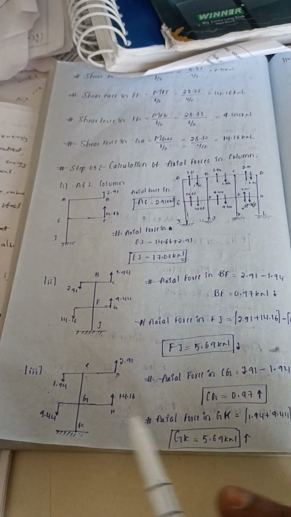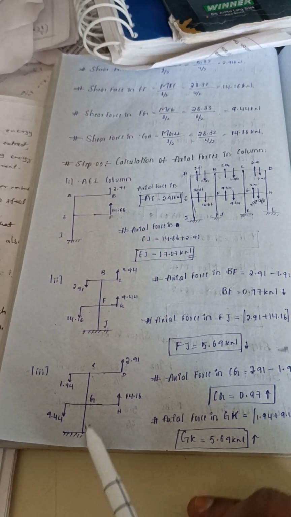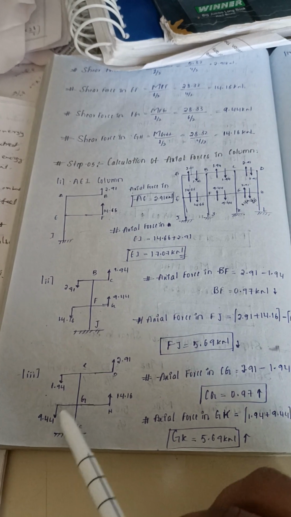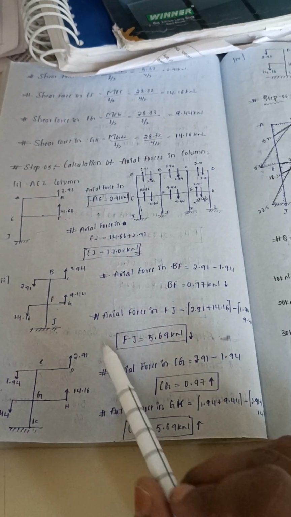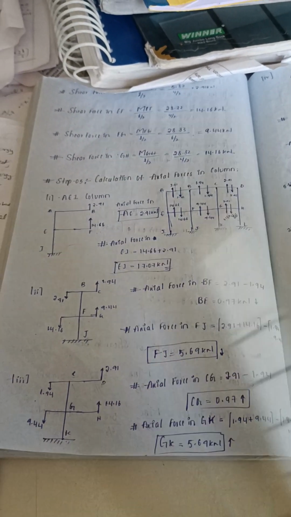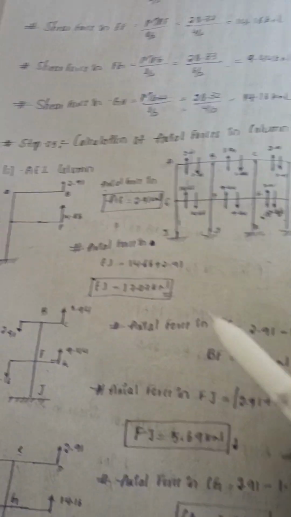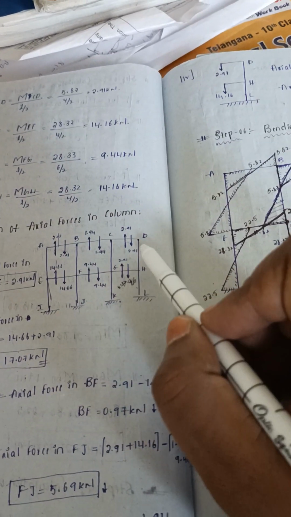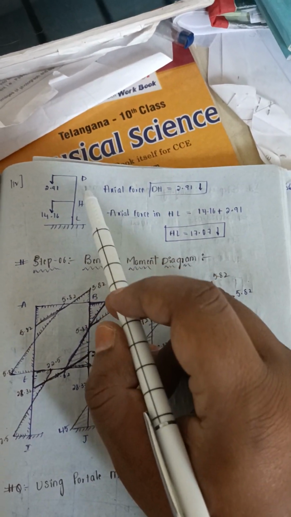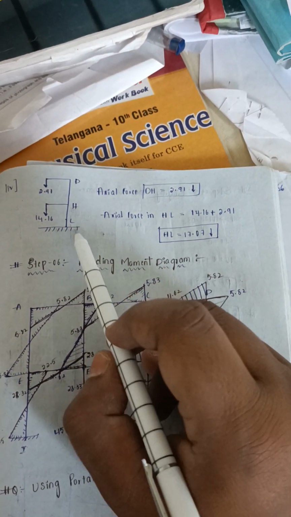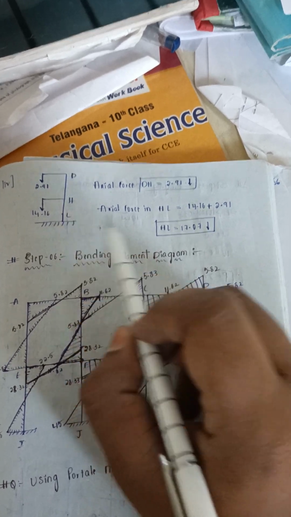Next, similarly for this column we need to take only this one, 2.91 minus 1.94, upwards, 0.97. And for axial force in GK we need to consider sum of this minus sum of this, so 5.69 upwards. Next, finally the last one. Here the last one we need to show only these two forces. So axial force in DH equal to 2.91 downwards, axial force in HL equal to sum of this, so 17.07 downwards.